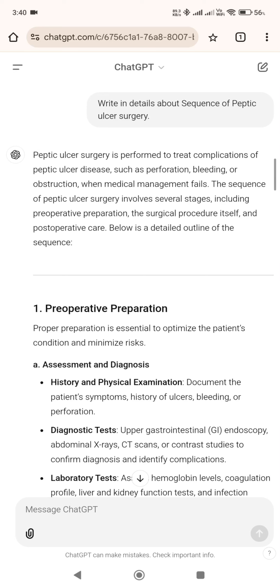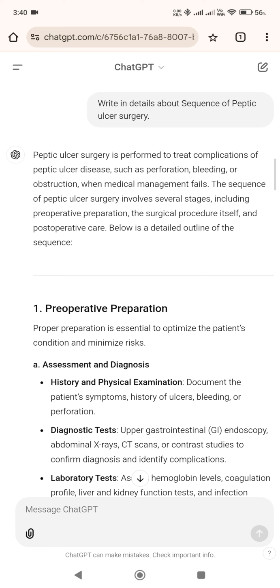Peptic ulcer surgery is performed to treat complications of peptic ulcer disease, such as perforation, bleeding, or obstruction, when medical management fails. The sequence of peptic ulcer surgery involves several stages, including preoperative preparation, the surgical procedure itself, and postoperative care. Below is a detailed outline of the sequence.